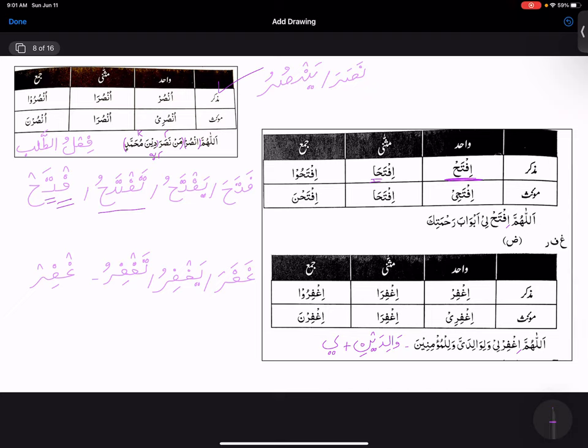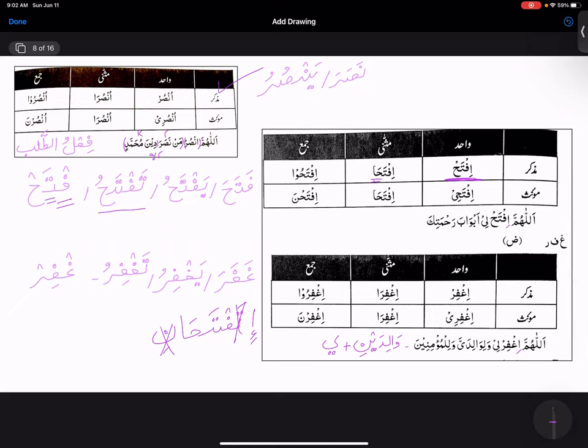Okay, let's do the dual and the plural one. So taftahu. Now antuma would be taftahani. So you are going to make it majzum. You are going to drop the sign of mudariya. Now we need helper Hamza, and this helper Hamza is getting a kasra. When you are putting a kasra, then you need to put Hamza underneath it. So it will become iftaha.